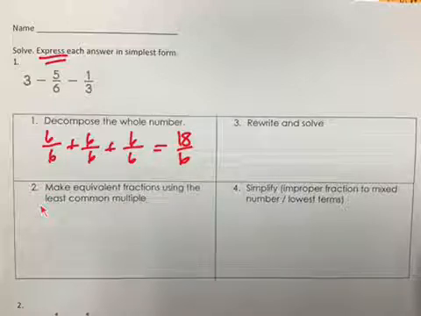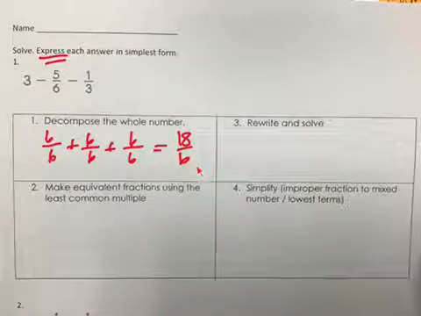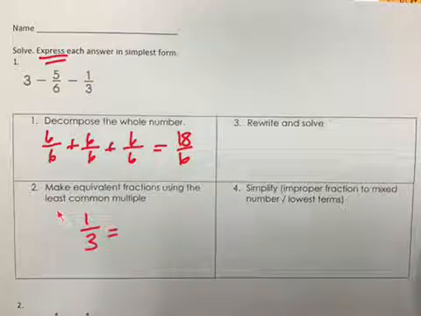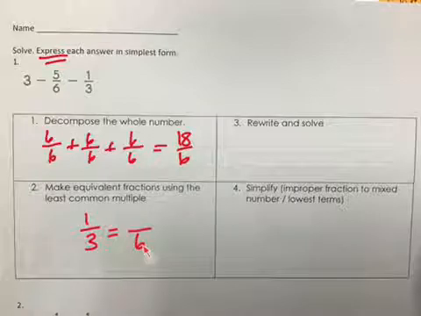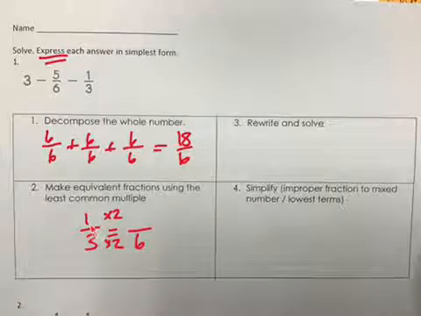Okay, so step number 2 then is to look at my fractions and see if I need to make equivalent fractions using the least common multiple. So I have common denominators. And I see that 1/3, I'm going to have to make an equivalent fraction for 1/3 so that it has a denominator of 6 as well. So then I can subtract it. So I know that 3 times 2 is 6. So whatever I do to the denominator, I have to do to the numerator. So 1 times 2 is 2.